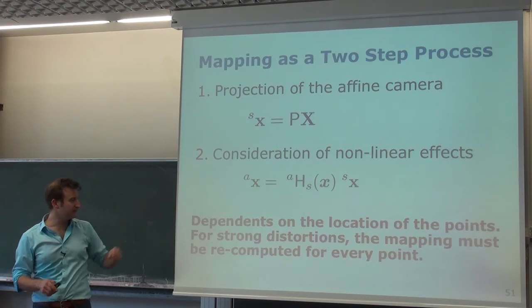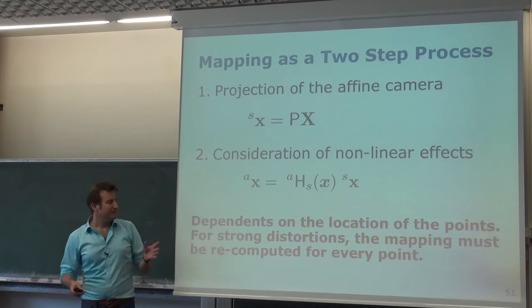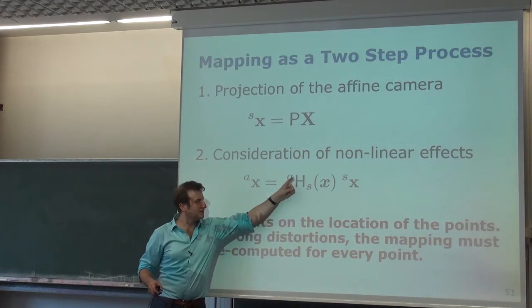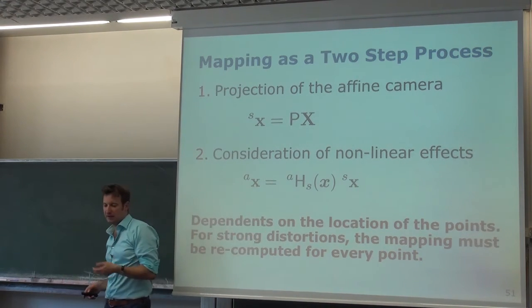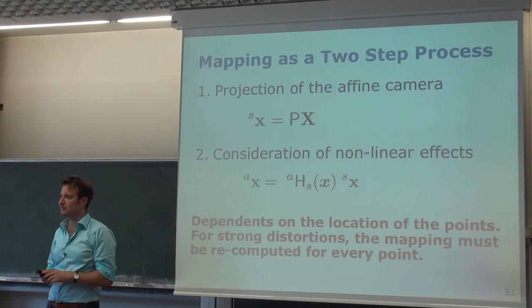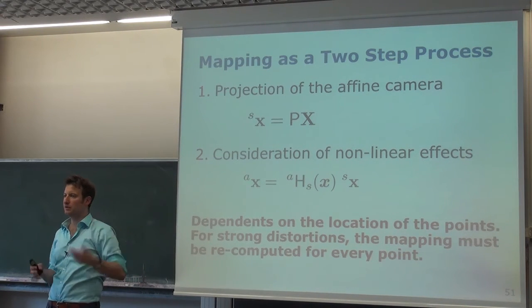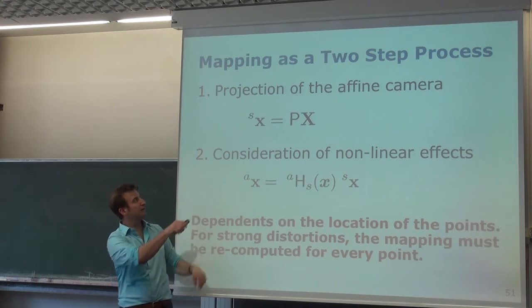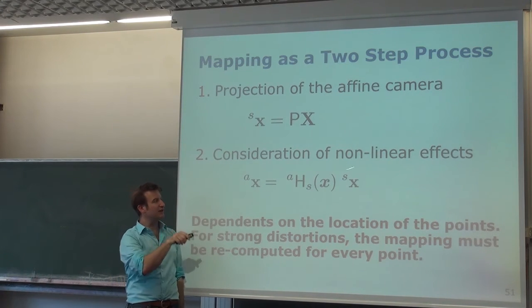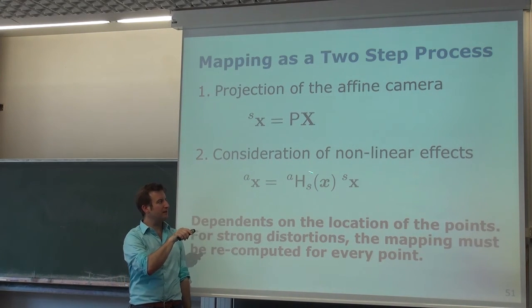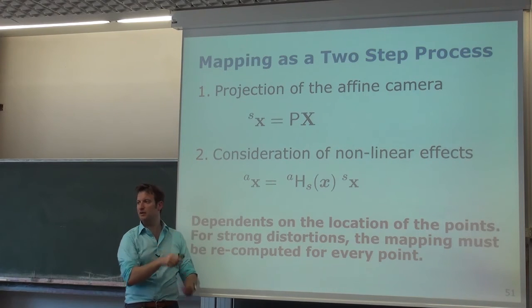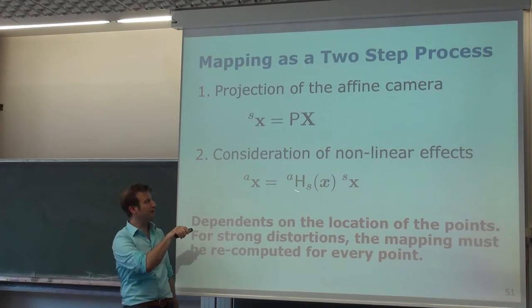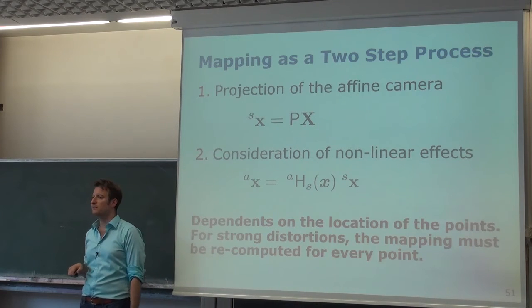The important thing is that this is point dependent. And this is how this mapping typically is done. We have this affine camera step. This result then influences this function over here, for example by the distance to the principal point, and this gives a new location for that pixel.